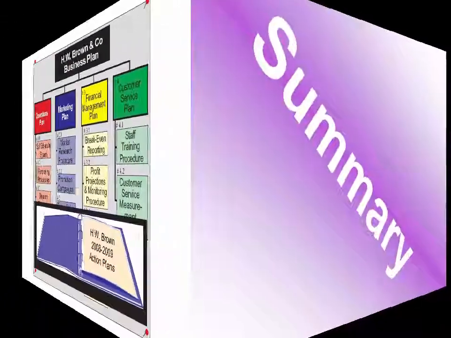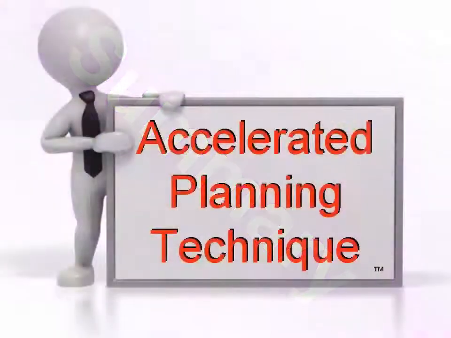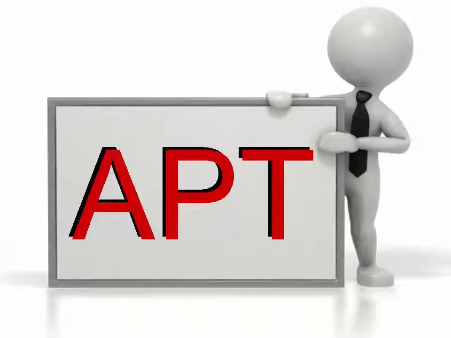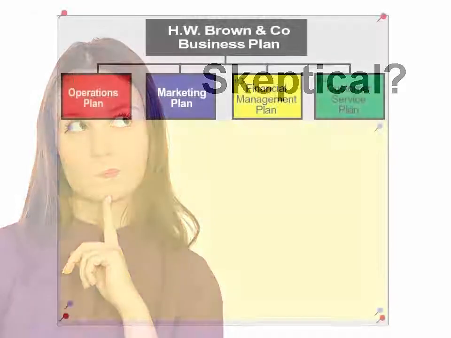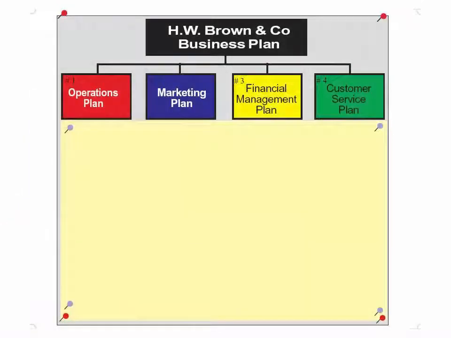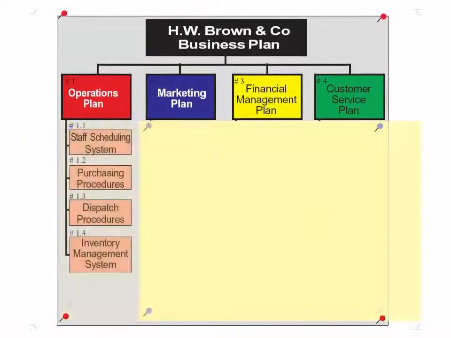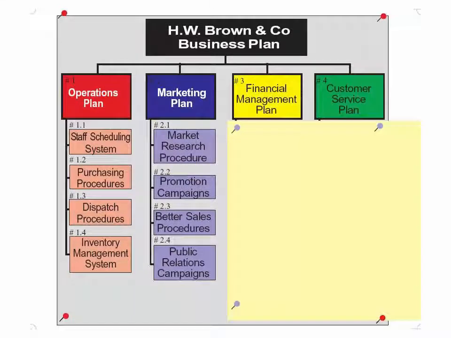Now let's summarize what we've covered in Module 1. The planning method is called Accelerated Planning Technique, or simply APT. I explained that it's okay for you to be skeptical, and it's my job to anticipate and address any skepticisms you may have. The core message of this session was that the APT planning method works by visually breaking down a big plan into simpler, smaller, and doable chunks.